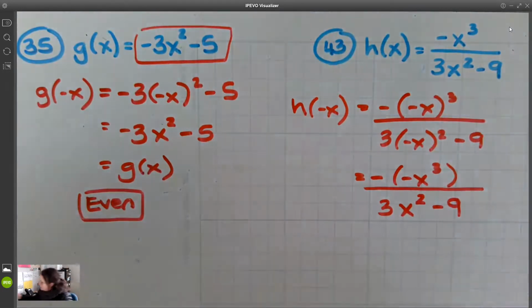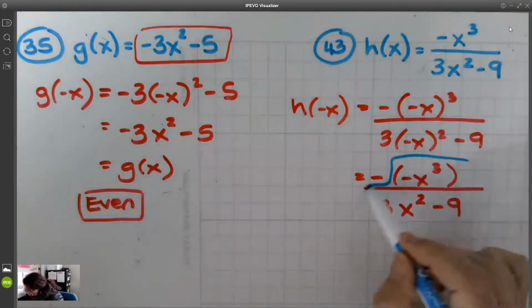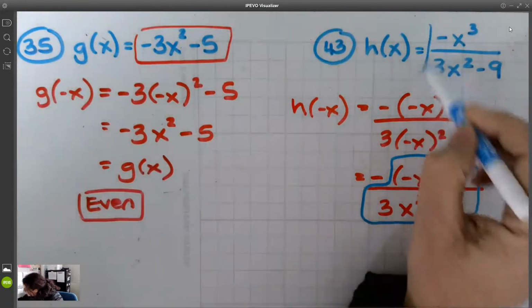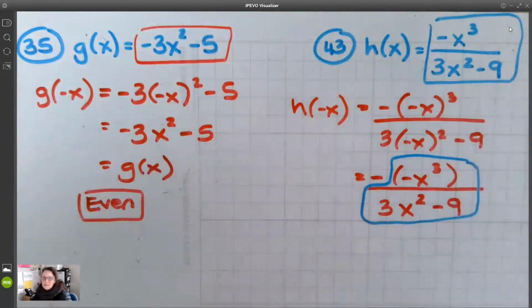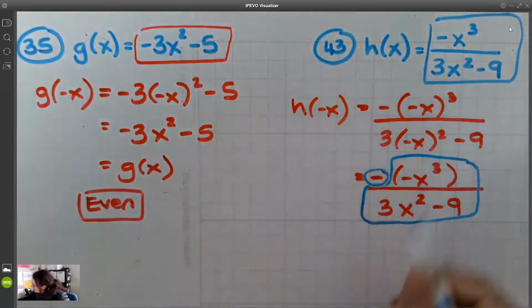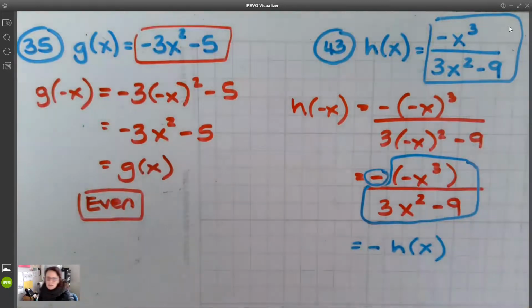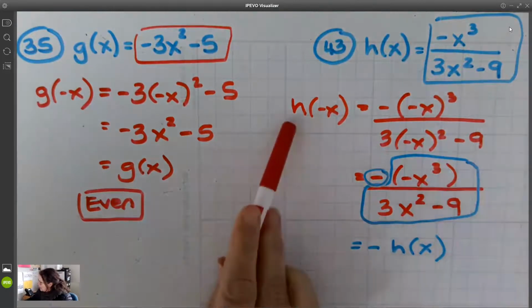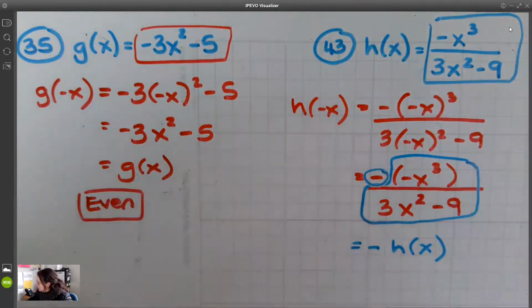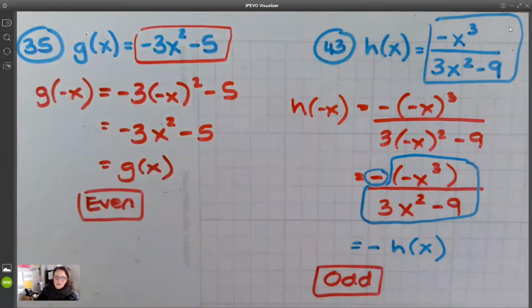Well, if you look at this part of it, it is exactly the same as that function, but we also have this negative in the front. So that's saying that this is equivalent to negative h of x. And from our definition of odd and even functions, we know that if h of negative x is equal to negative h of x, then that tells us that we have an odd function.